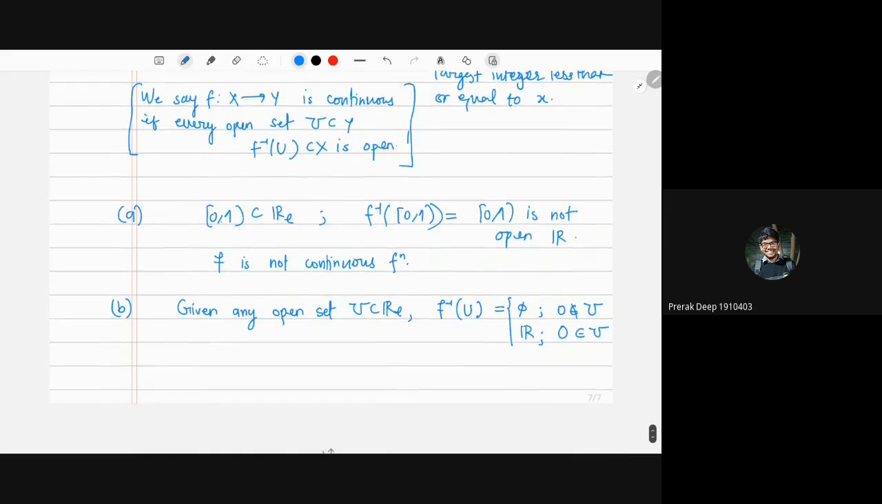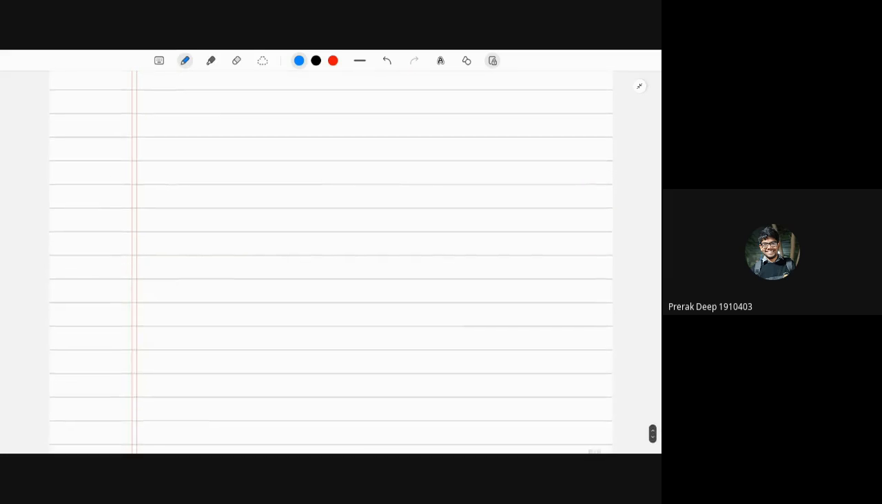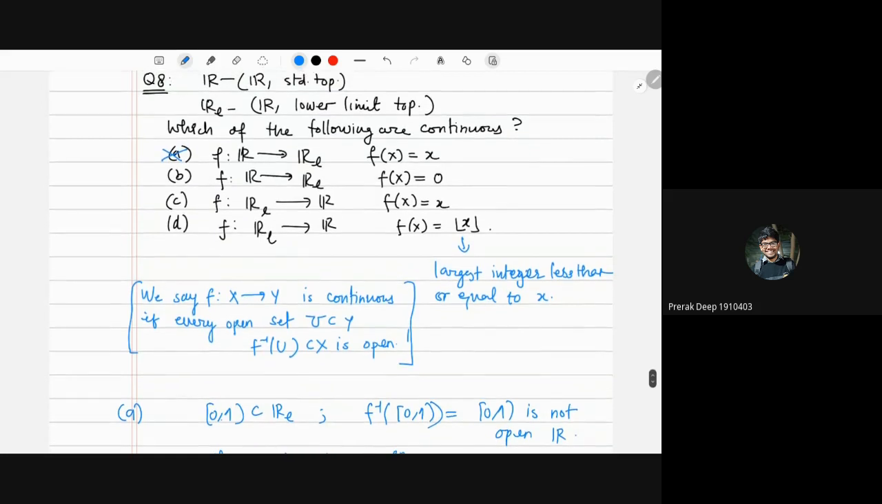And in both of the cases, since the empty set and R are open sets in the standard topology, f is a continuous function. In both of the cases, we get an open set in the pre-image, so f is continuous. Okay, now let's discuss option C. So B is continuous, right?